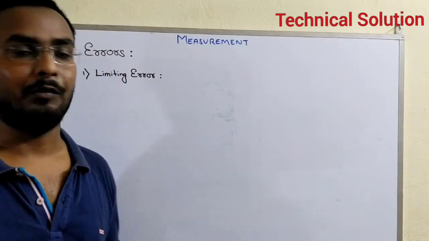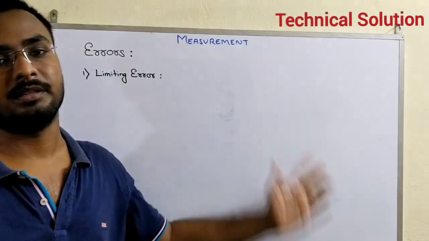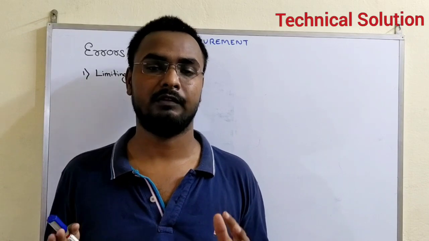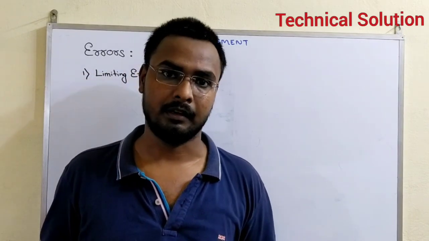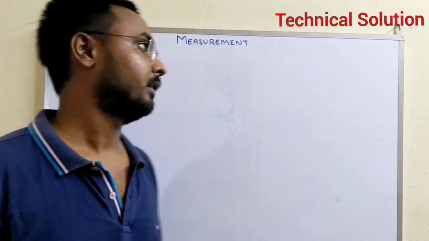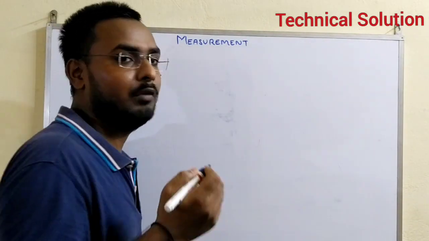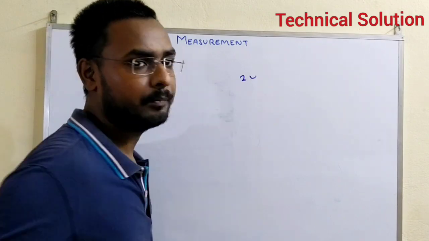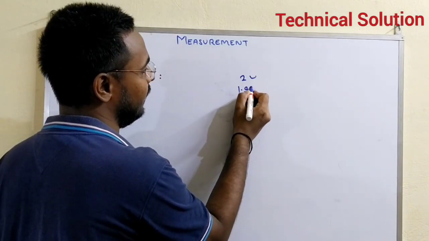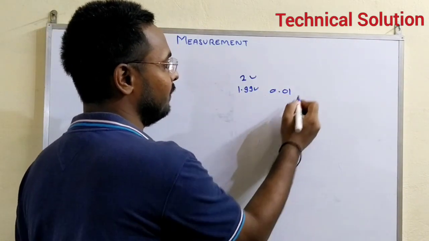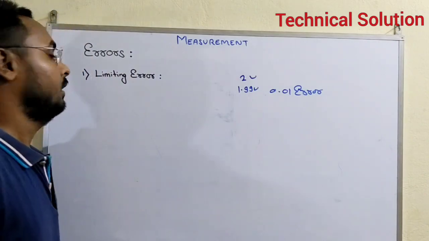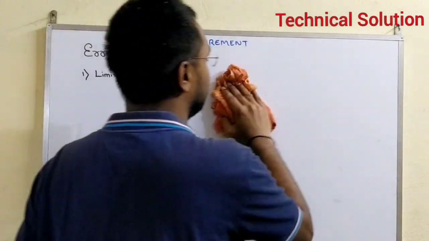What is error and why is it so important in this measurement topic? Let's see. None of the practicals or measurements is done with 100% accuracy. Some error is always there, right? It means if you want to measure a voltage of 2 volts, and you measure it with some measuring instrument, you get 1.99 volts. So 0.01 error is there, right?